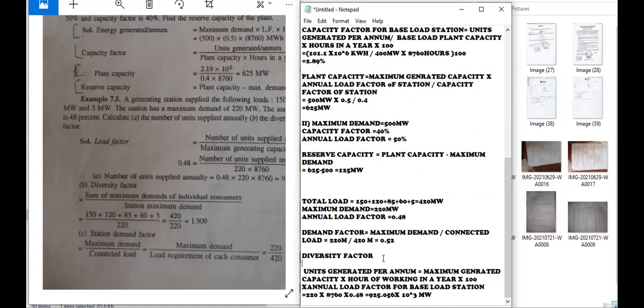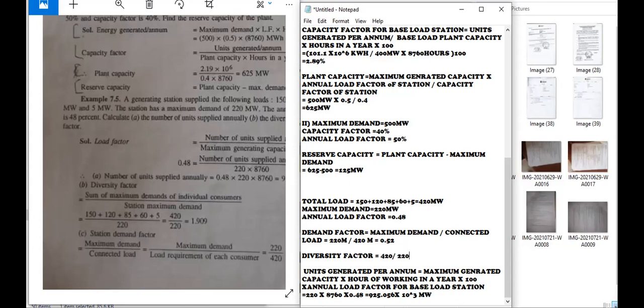I've done some of these diversity factors since then. You already know our total, the sum of all of them, which is 420, right? We have already added it. Just divide by it. The right one is 220 divided by 420.